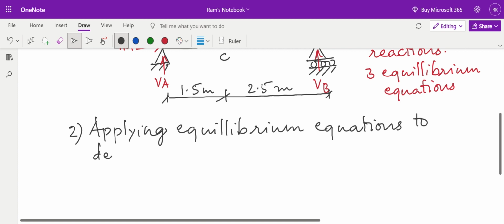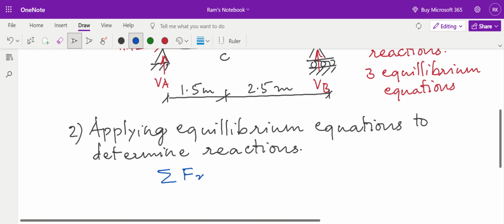So we are applying equilibrium equations to determine reactions. The first equilibrium equation is the summation of forces in x direction equal to 0. In two dimensions, we know there are three equilibrium equations. Summation of forces in x direction is equal to 0.